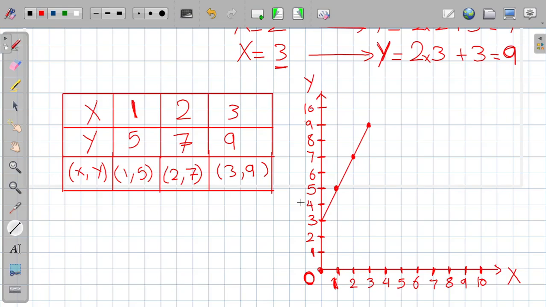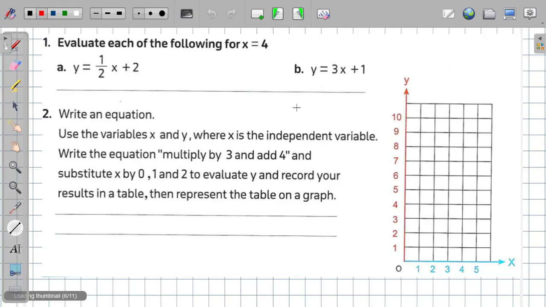Okay, next I have these two examples. The first one here, I want to evaluate each of the following for x equals 4. Okay, so I have y equals 1/2 of x plus 2. So I will say y equals 1/2, and I will replace x with 4. So I will multiply by 4. Then I will add 2. So 1/2 by 4 equals 2, because 4 by 1 equals 4, divided by 2 equals 2. So 2 plus 2 equals 4. So the value of y is 4.